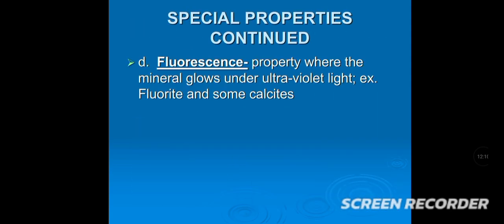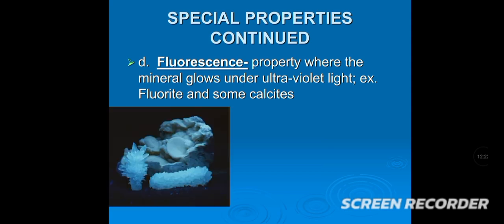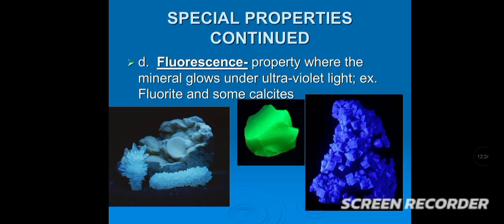Another property is fluorescence, where the mineral glows under ultraviolet light, such as fluorite and calcite. So this is also an important property. Here are photographs of calcite and fluorite. How do they look under ultraviolet light? Because not all minerals will glow in ultraviolet light. Many minerals will just absorb the ultraviolet rays, and some minerals can reflect the ultraviolet light.